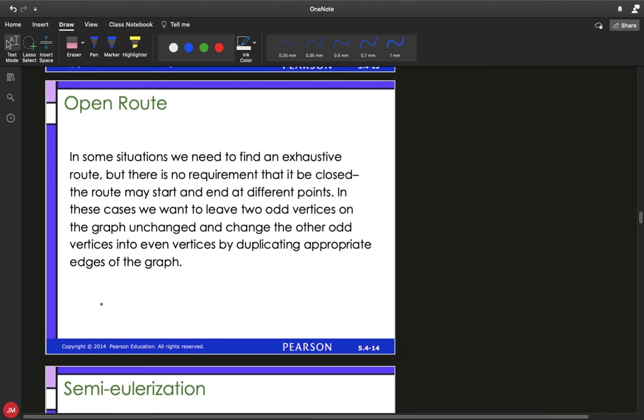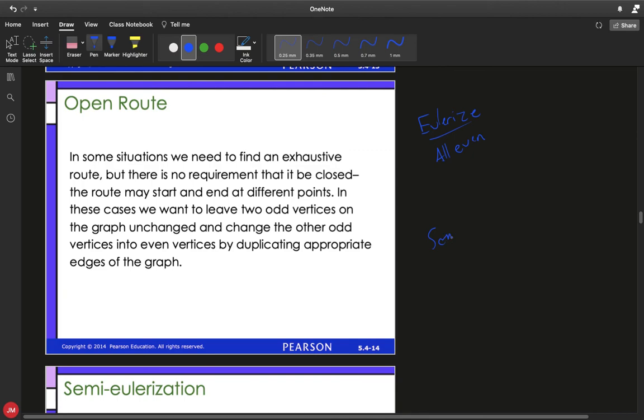Okay, so now open route problems are similar. Just like a path, we don't necessarily need to go through every path. We just need to get to all of our vertices. Or we do need to go through every path, but we don't have to end back at the same place. And so remember, it's okay to have 2 odd vertices. When you're Eulerizing a graph, you're going to have all even. So when you totally Eulerize, you have to have all even vertices when you're done.